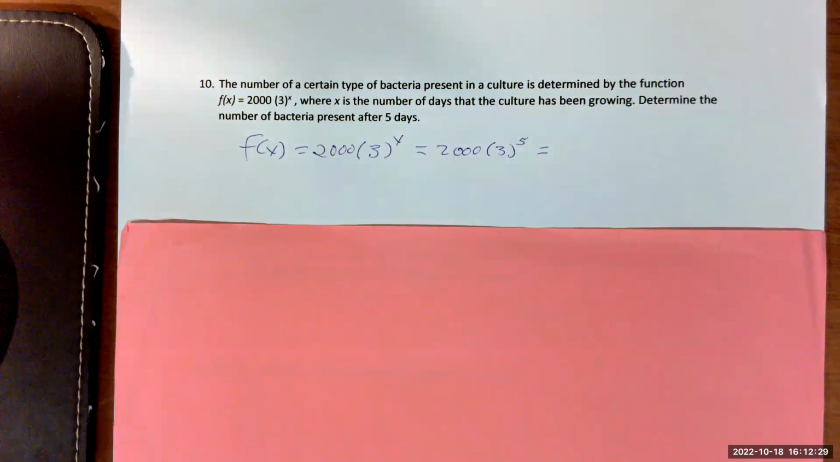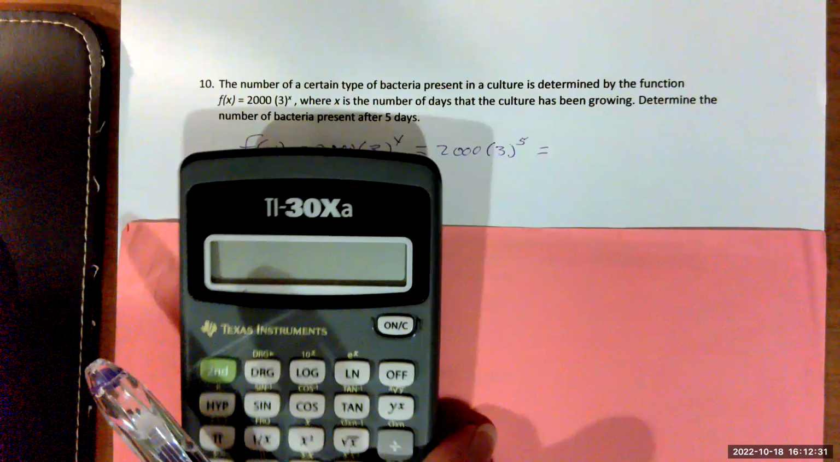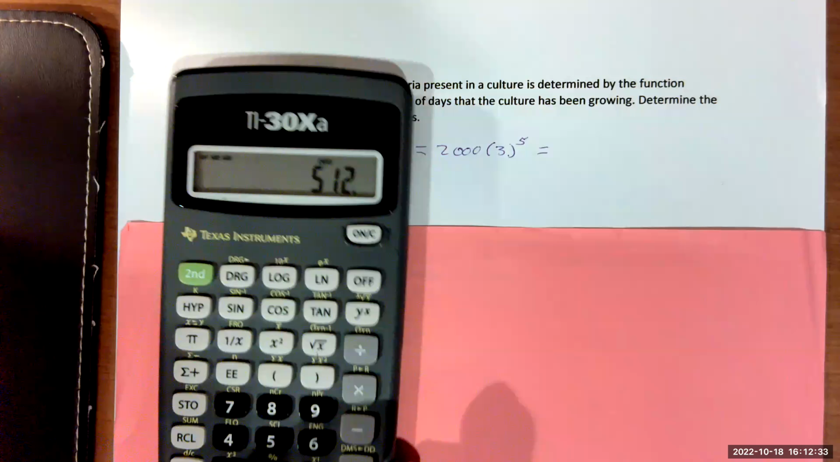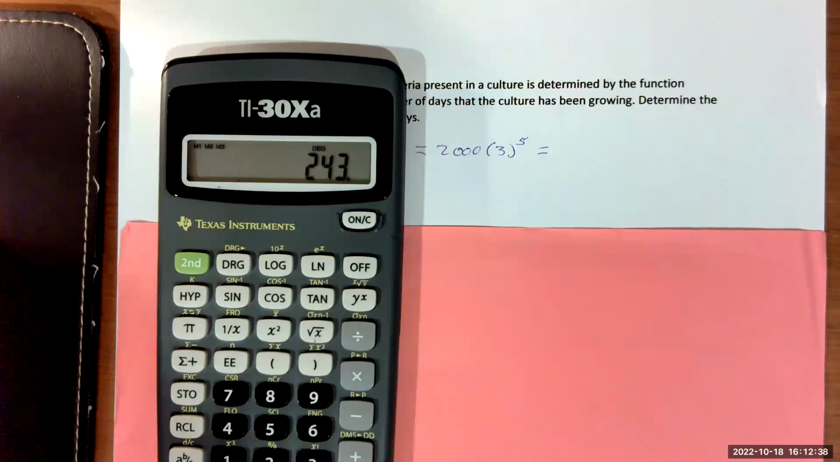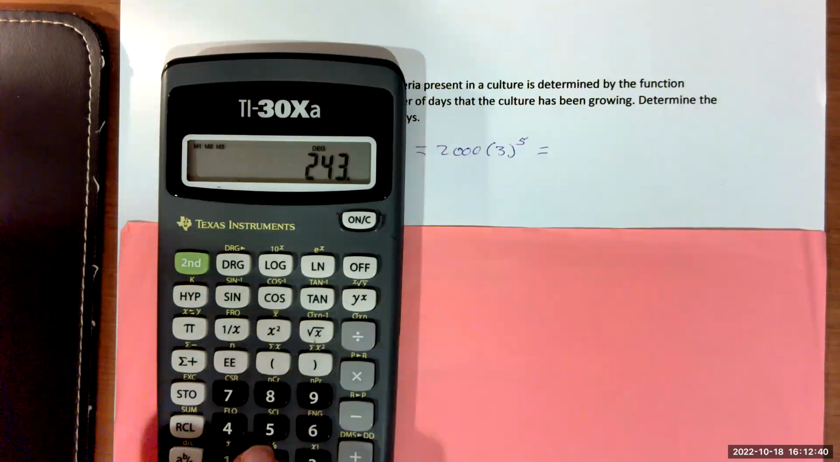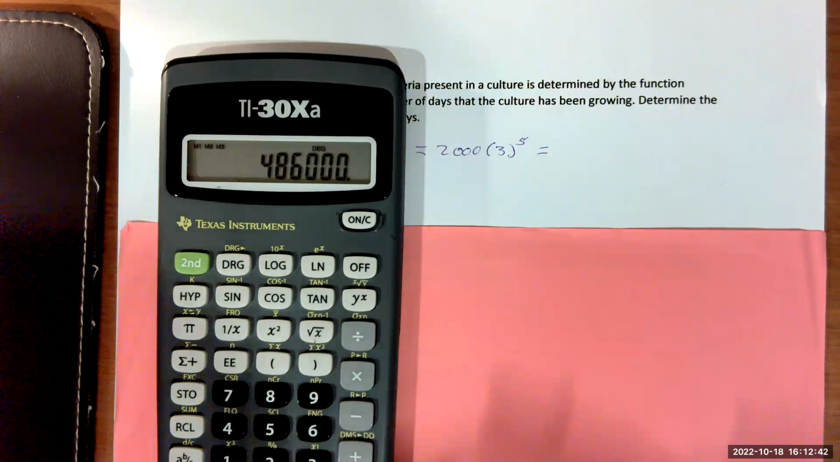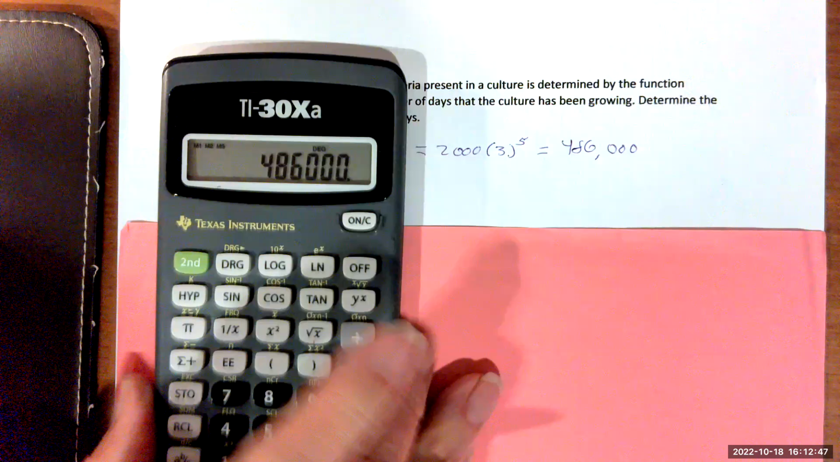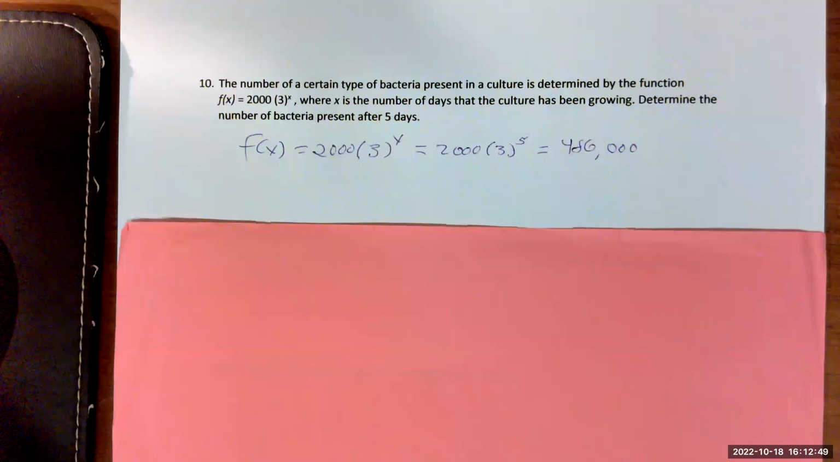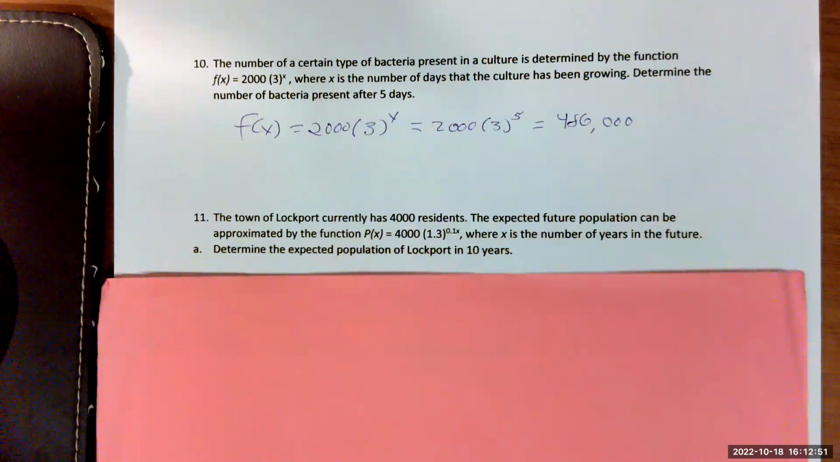So in my calculator, where am I going to start? I'm going to start with the exponent, right? So I'm going to put in the 3 and raise it to the power of 5, and I get 243, and then I'm going to multiply by 2000. The number of bacteria that I would have is quite high, 486,000 after 5 days. All right, let's go to the next one.